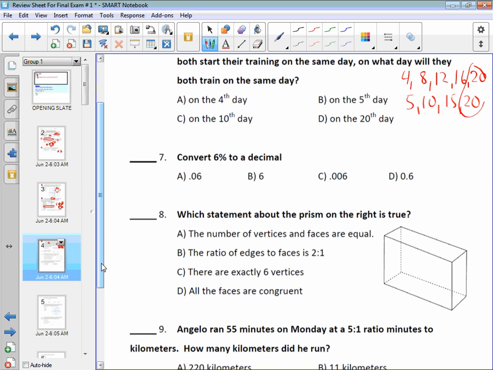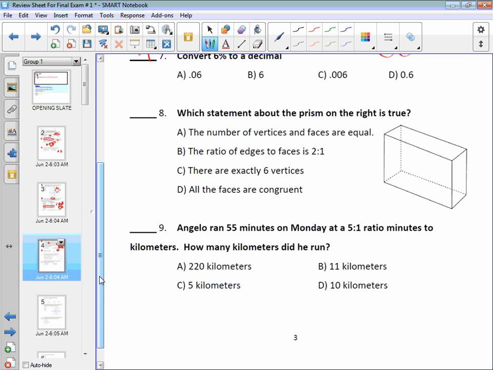How do you change a percent to a decimal? Paige. By 10. What's the easier way to do it? Percent to decimal. You could do 6 over 100. You could. What's the easiest way? What did I tell you about any decimal to percent or percent to decimal? Right, move the decimal twice to the left. 0.06, A. How many of you got that right? Okay, great.